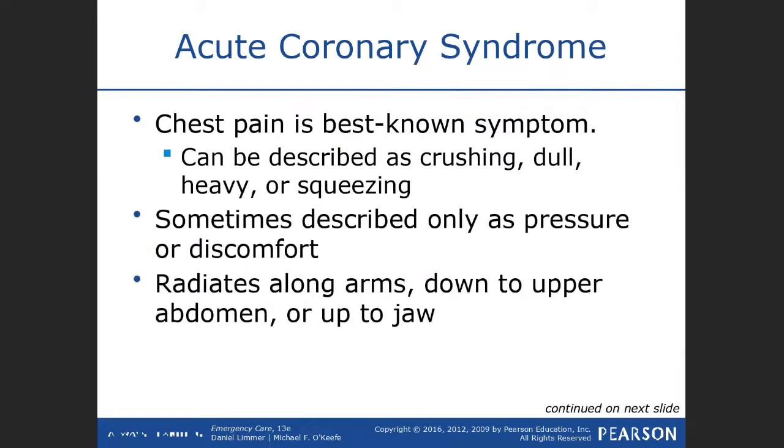So this basically comes down to what I just said. Chest pain is the best known symptom. It can be described in a number of different ways. Sometimes it's just a matter of not feeling right in their chest. You want to ask them, does this pain travel anywhere? If I have a patient coming in, they're 60 years old, and they say, my shoulder's been hurting me for the last couple of days, I don't remember pulling anything or lifting anything heavy, didn't fall.